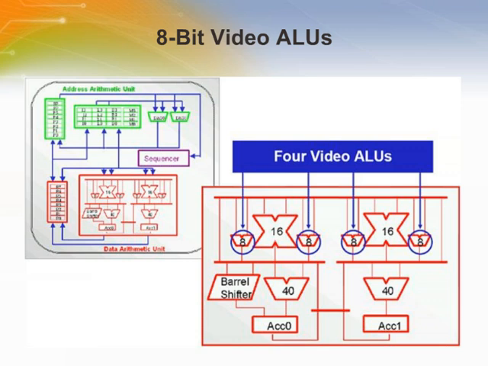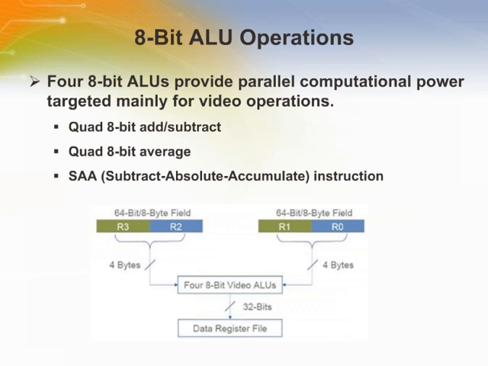There's also an SAA instruction, subtract, absolute, and accumulate. What it does is it allows you to take 2 sets of 4 pixels, take the absolute value of the difference between them, and accumulate the results in the accumulators. In fact, 4 16-bit accumulators are used. This is used for motion estimation algorithms. All of these quad 8-bit ALU instructions still effectively take 1 cycle to execute, so they're quite efficient.